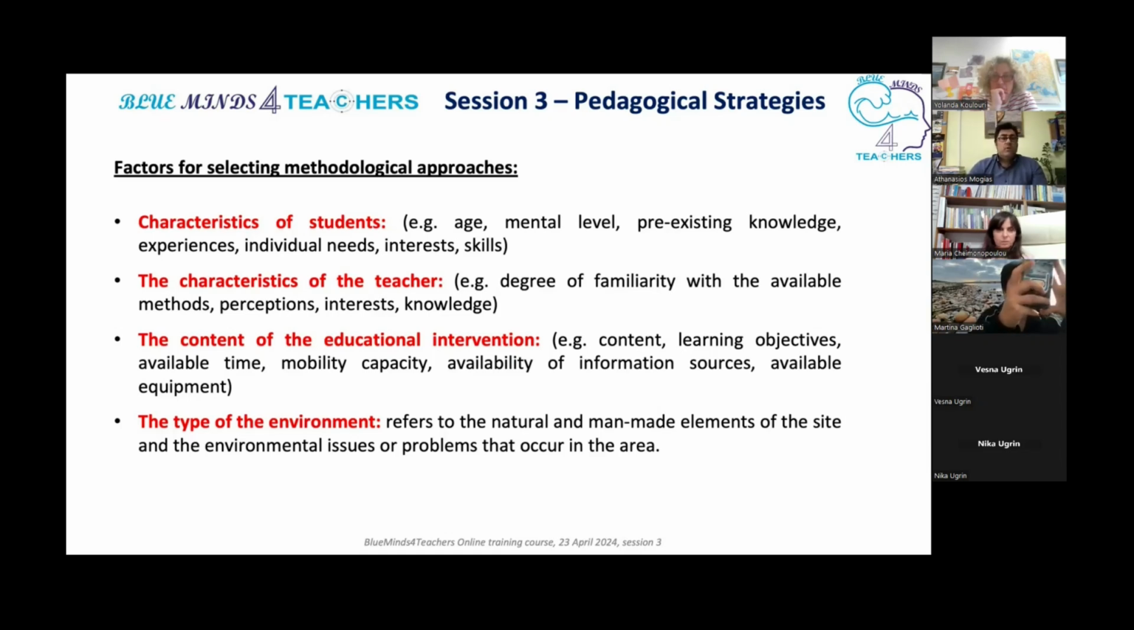We shouldn't use the same strategies if, for example, we were teaching in a school in the center of a big city or somewhere in a village up in a mountain. Different environments, different kinds of approaches.